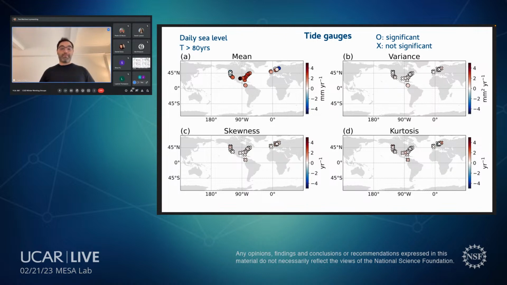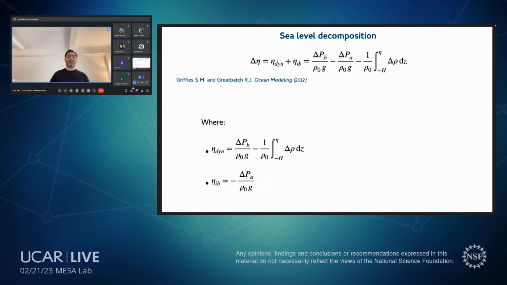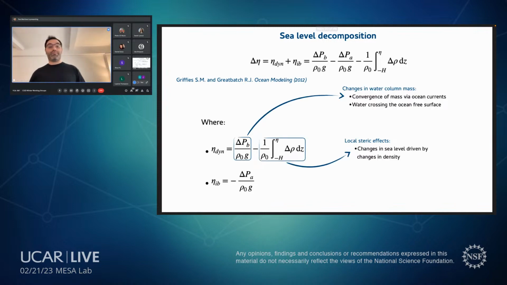The good thing about using a model is that even if it's biased, we can decompose sea level in different ways. And here, we rewrite sea level as a summation of dynamic sea level, which is a summation of changes in water column mass and local steric effects.